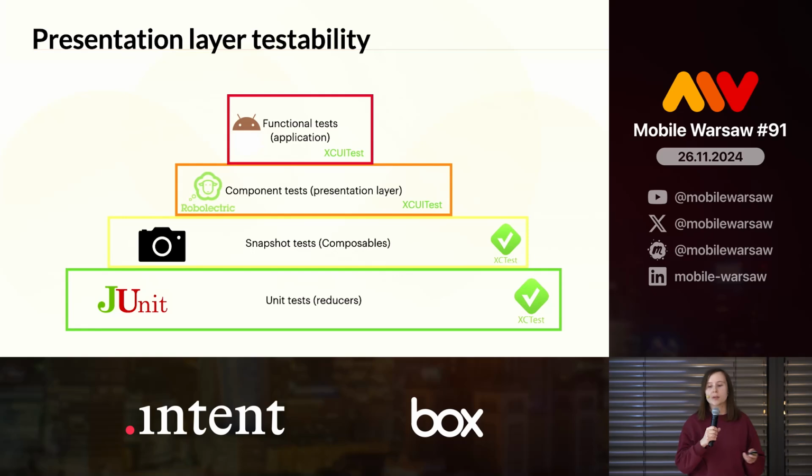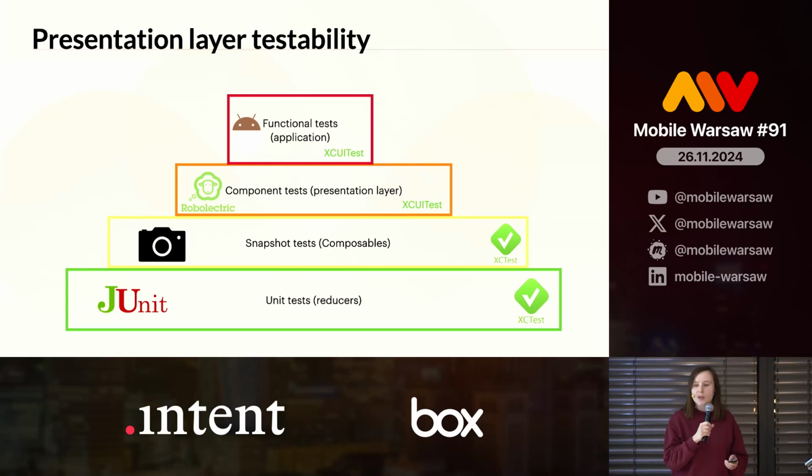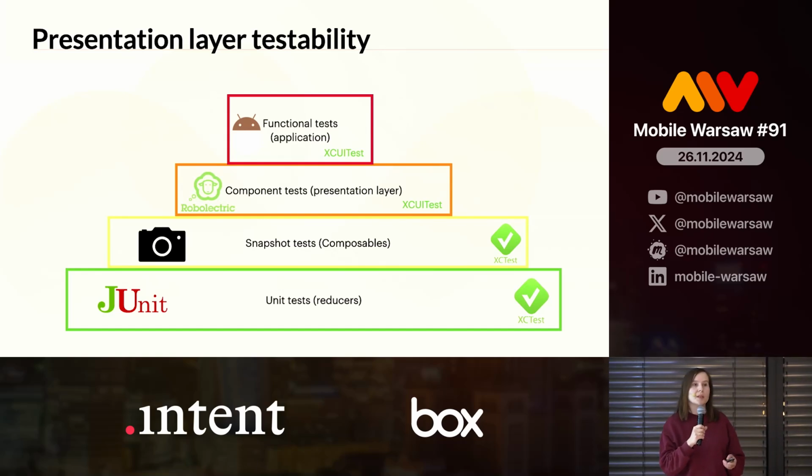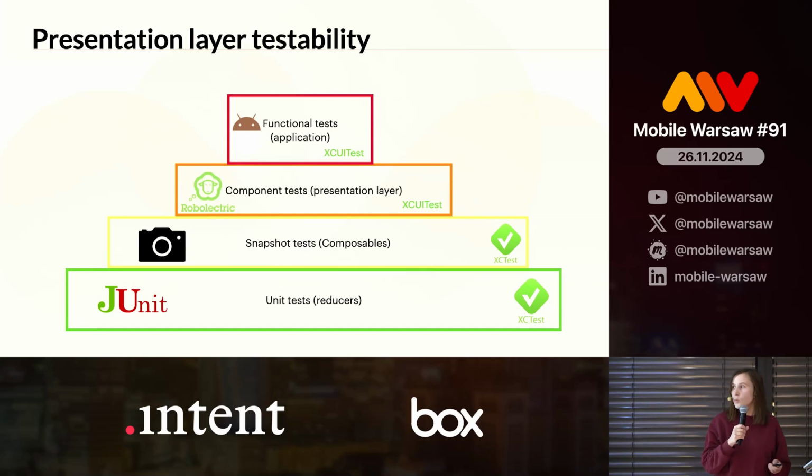On top of that, we have some component tests with Robolectric. They are also run locally, are fast enough, and they cover some complex cases that cannot be covered with snapshot or unit tests. On top of that, we still have some functional tests for some special cases that cannot be covered with cheaper tests. However, we try to have those tests as few as possible.